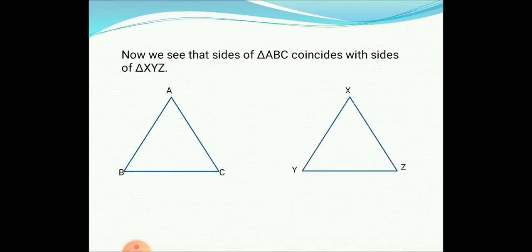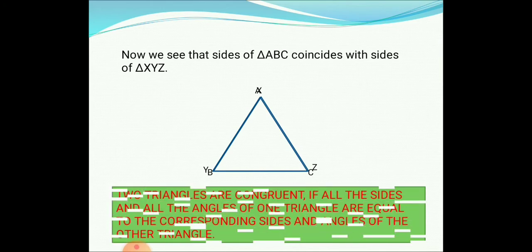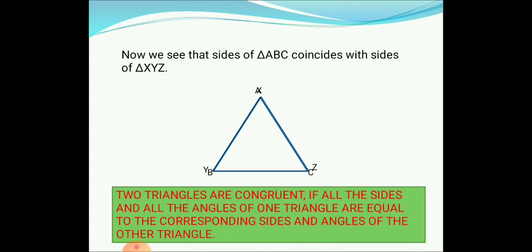Now we see that the sides of triangle ABC coincide with the sides of triangle XYZ. See, they are overlapping each other. So we get that two triangles are congruent if all the sides and all the angles of the triangle are equal to the corresponding sides and angles of the other triangle. So, triangle ABC is congruent to triangle XYZ.